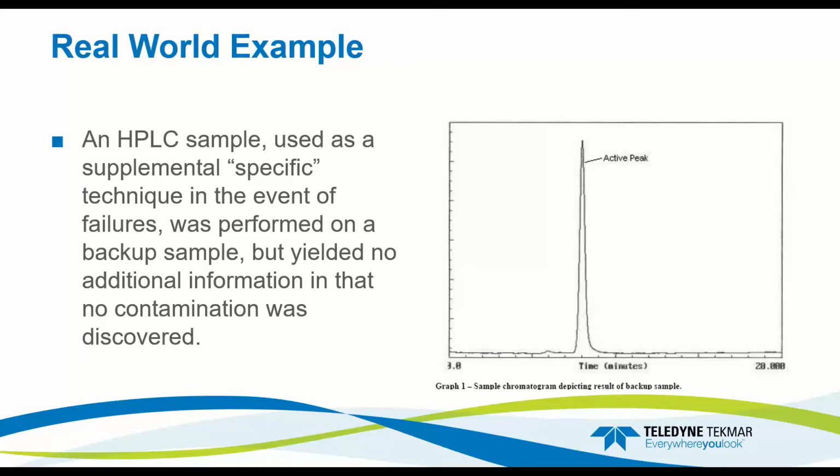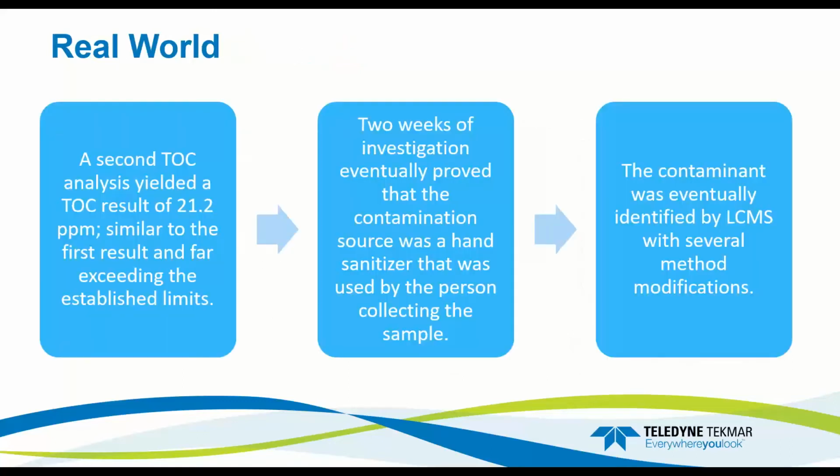So they actually went through and looked at an HPLC. They used this as a specific technique, and they were able to obtain an active peak. Where is this active peak coming from? So they continued to do more method development and understand what this peak could have been. So they took the sample again, reran it on TOC. It yielded the same results of 21.2 ppm, similar to the first, and it exceeded their established working limits.